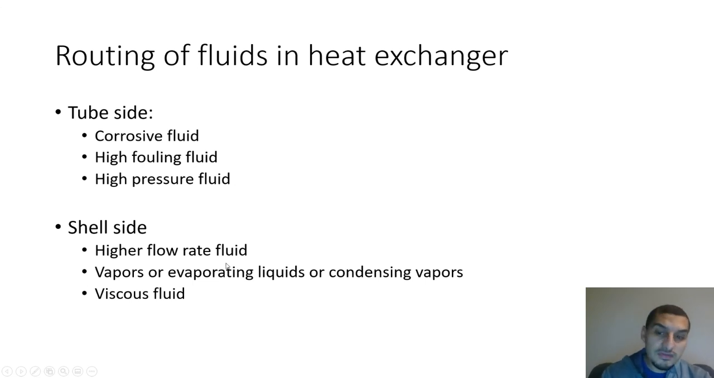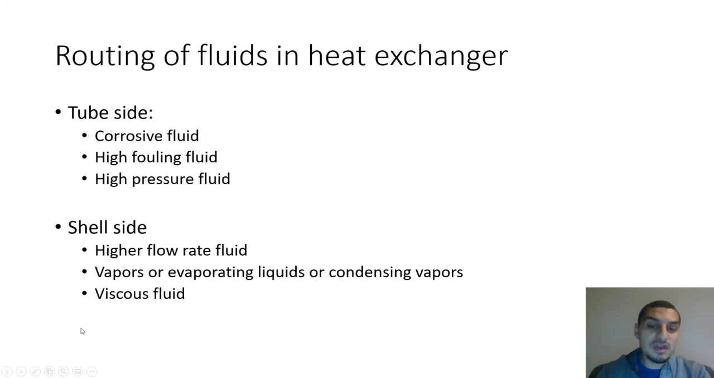In case of higher flow rate fluid, let's assume we have two fluids with different flow rates, then it's better for the high flow rate fluid to go in the high area. And this is because routing the low flow rate fluid in the large area will result in low Reynolds number and low heat transfer coefficient. So it's not going to be a good way of operating the heat exchanger, and it's going to have a negative impact on the heat transfer efficiency. So the higher flow fluid is better to be routed in the higher area, which is the area of the shells.